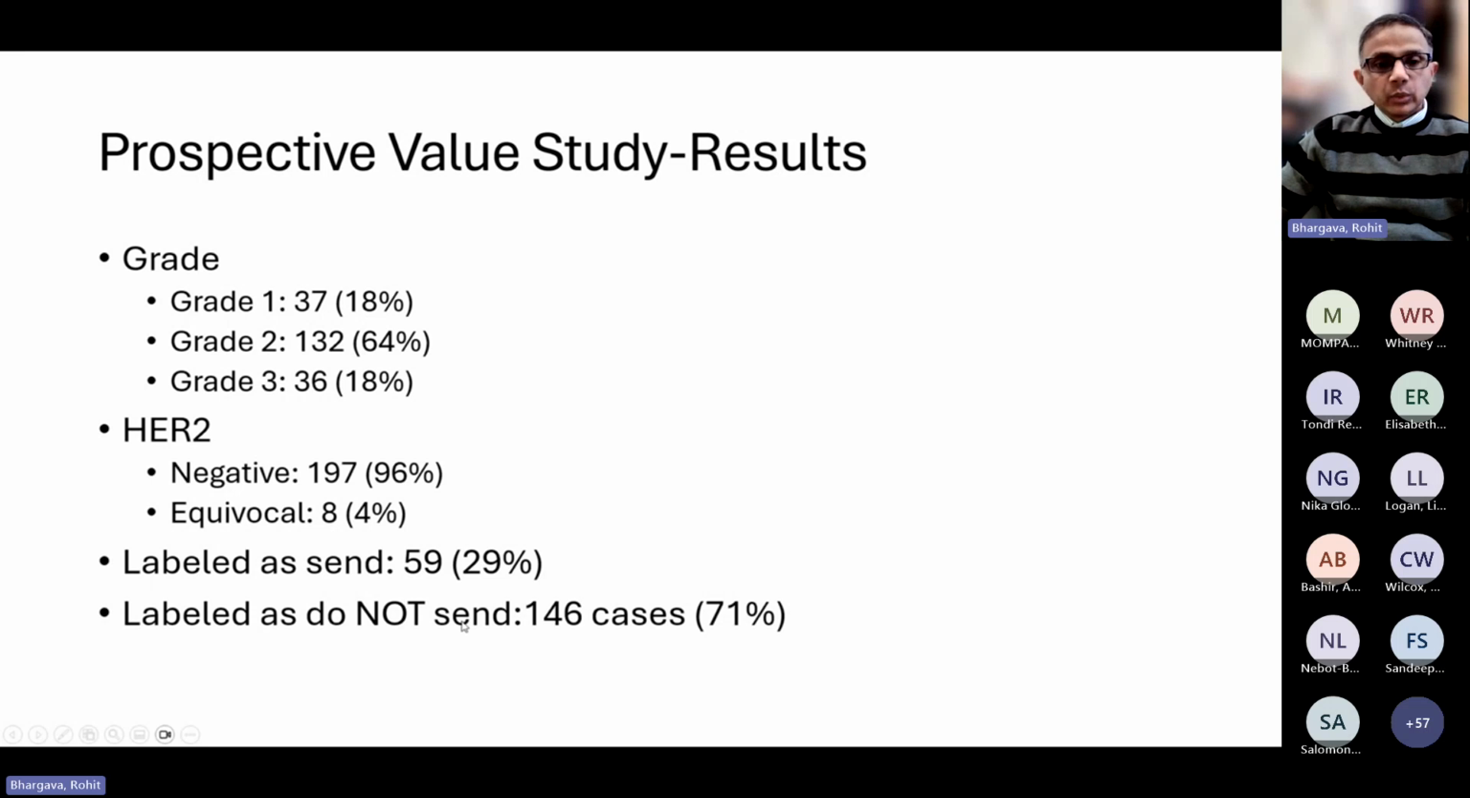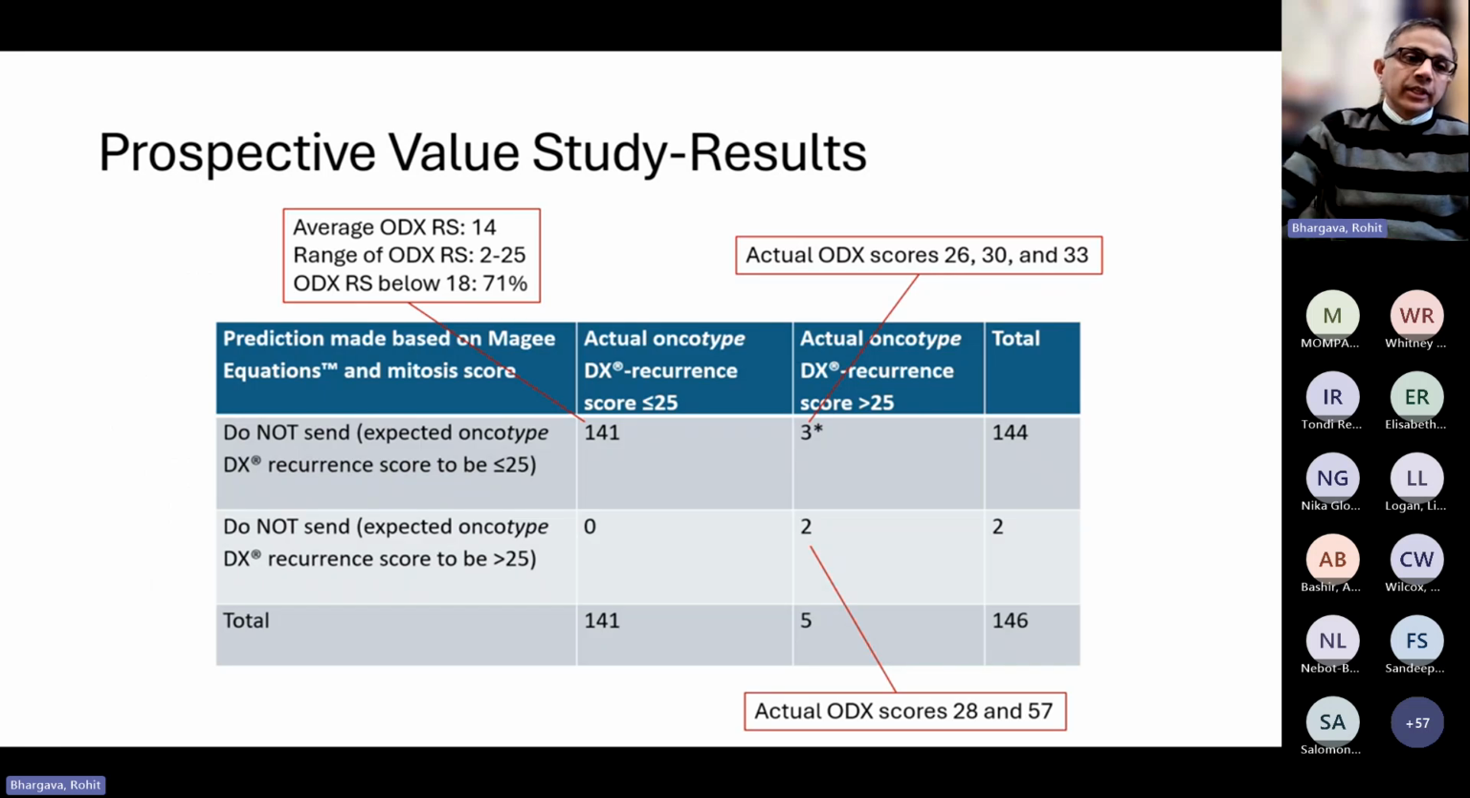So we were interested in, when we made the call of do not send, does it actually turn out to be low risk or clearly high risk? So here is the table for those 146 cases. Do not send, expect low risk: 141 cases we called, and they actually came back as less than 25. There were only 2 cases where we made the call, do not send, expect high risk, and they were high risk. But there were 3 cases that turned out to be discordant: what we called as do not send, expect low risk, but the actual Oncotype DX recurrence score was 26, 30, and 33.